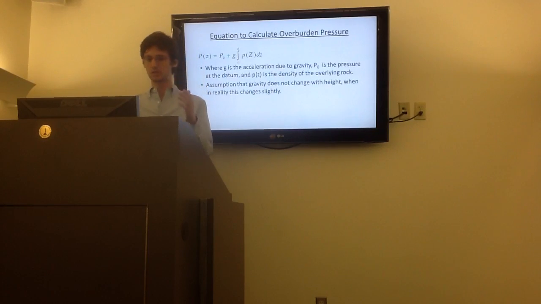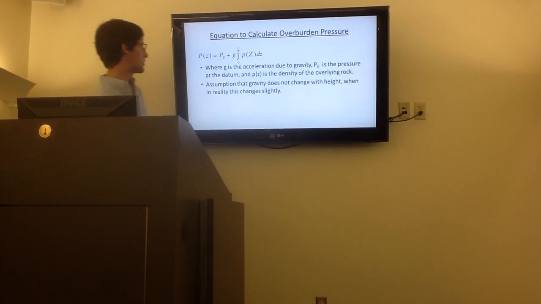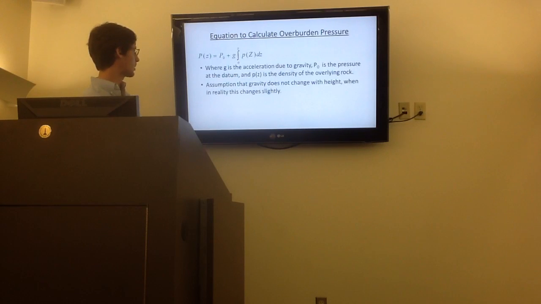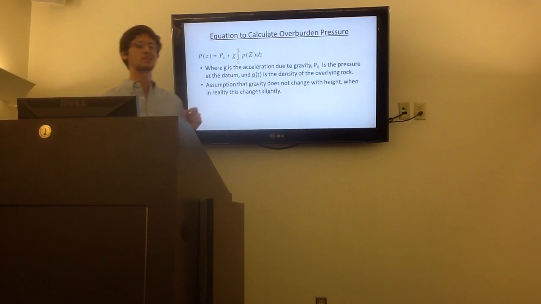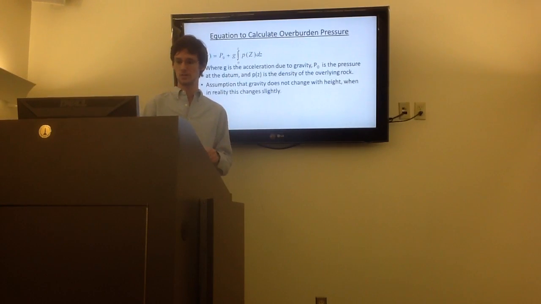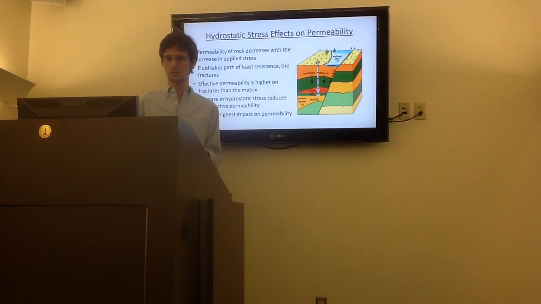It's kind of complicated, but g is the acceleration due to gravity, P0 is the pressure of the datum, and ρz is the density of the overlying rock. It breaks down to three easy variables. And you have to make the assumption that gravity does not change with height. In reality it does change slightly when you get closer to the Earth's center, but we usually don't count that.